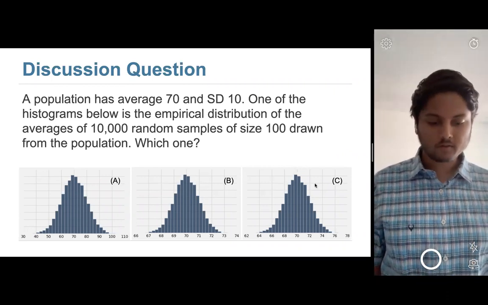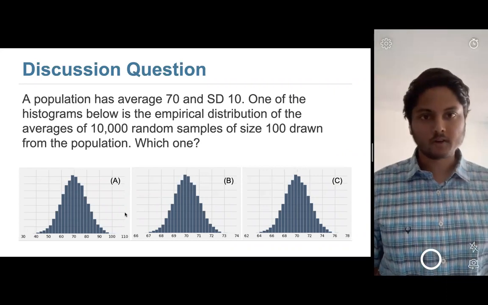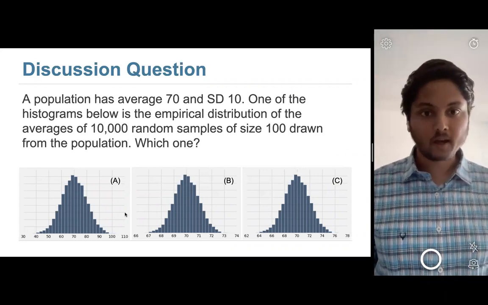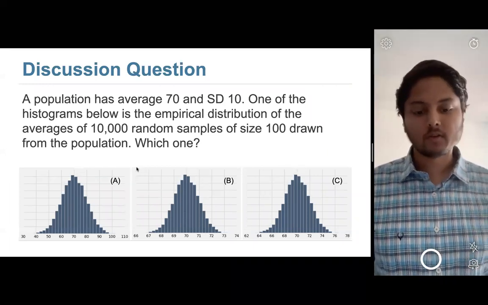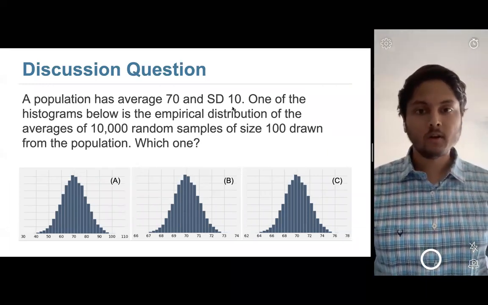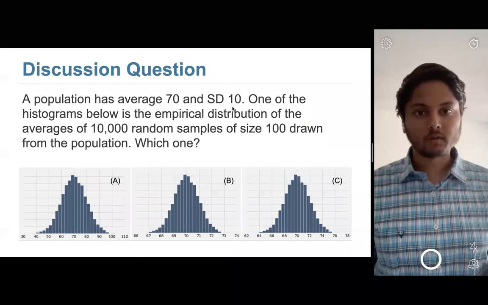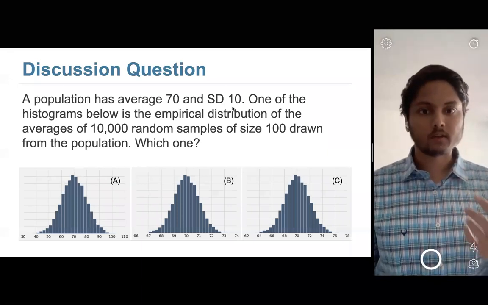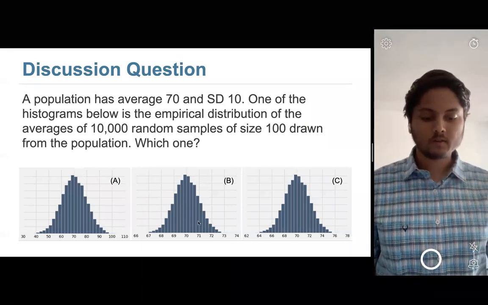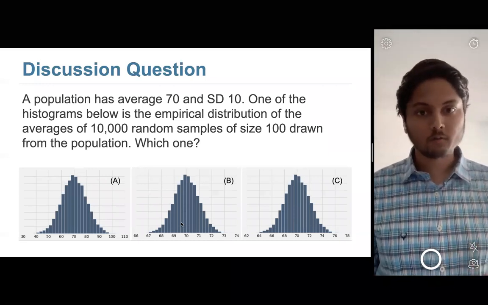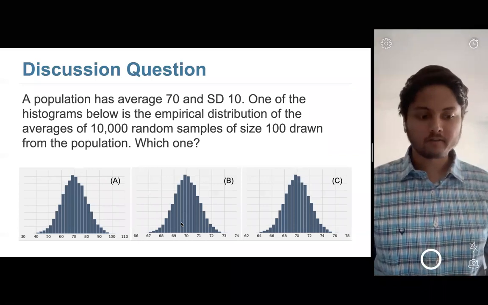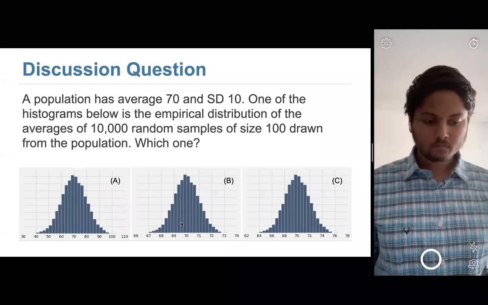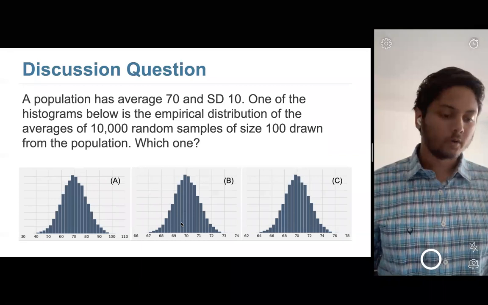If you look at these three distributions, they're all centered at 70, so they're all valid from that standpoint. They all have the right center. But now we have to look at the spread. We just said the spread should be 10 divided by the square root of 100, so 10 divided by 10, and that's 1. Now that you know it needs to have a standard deviation of 1, what would you say is the right graph? Cool. So now everybody's saying B.